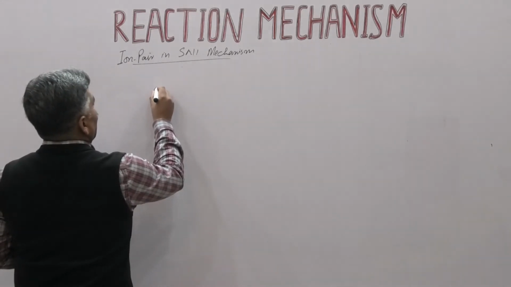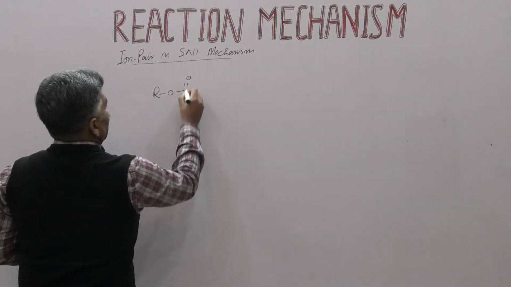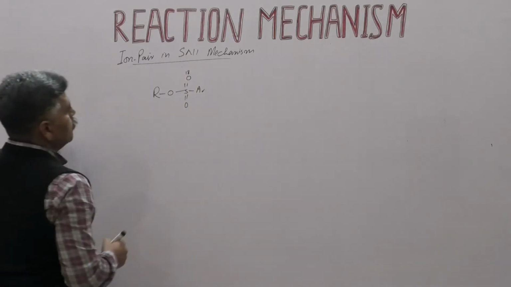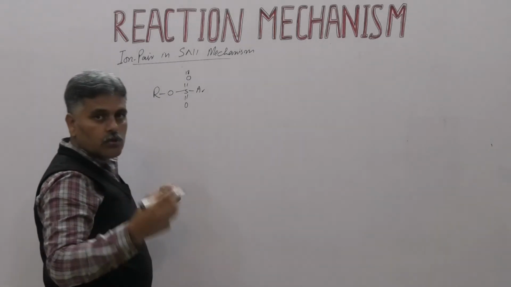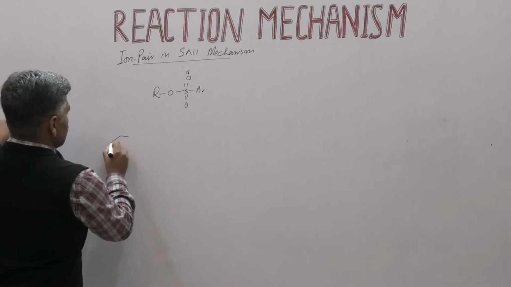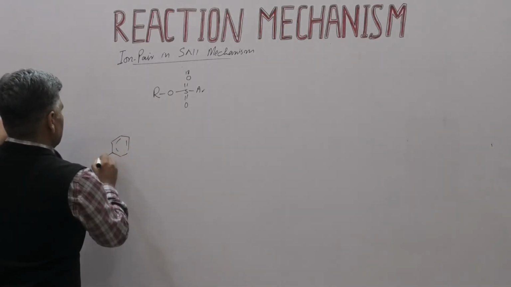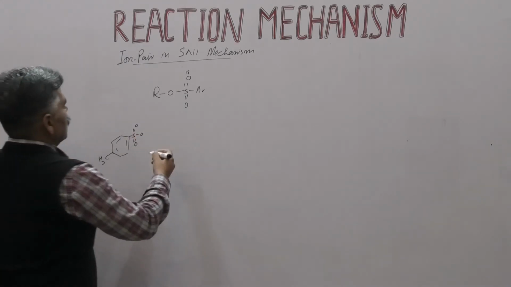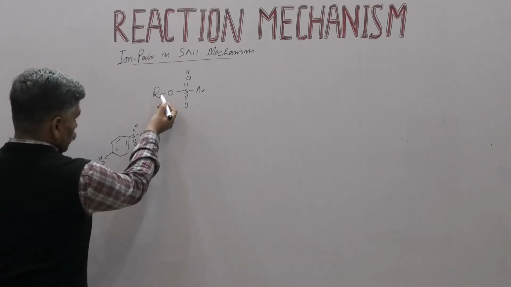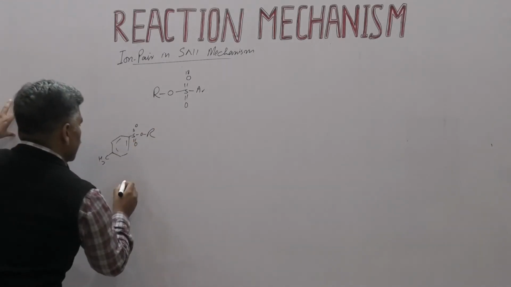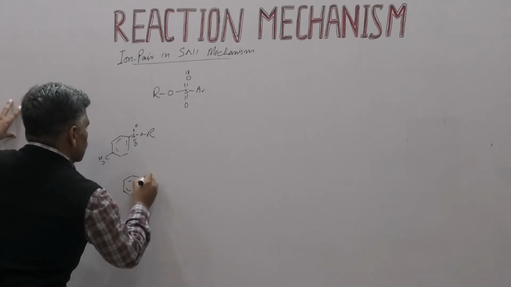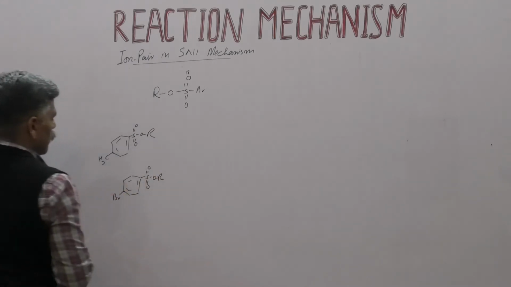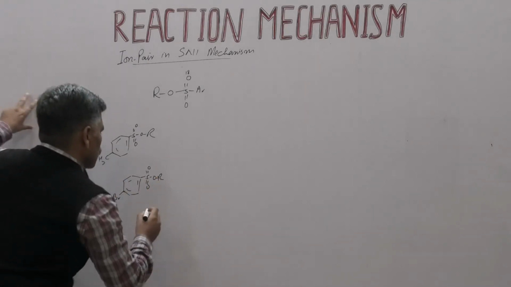Ion pairs actually prove why some SN1 mechanisms never proceed with 100% racemization. Suppose we have R O S O Ar. Suppose this is a brosylate, just like tosylate or nosylate. We have this benzene and we have CH3 here. This is tosyl; if we have this group, then it is tosylate. And if here we have bromo, then it is brosylate.